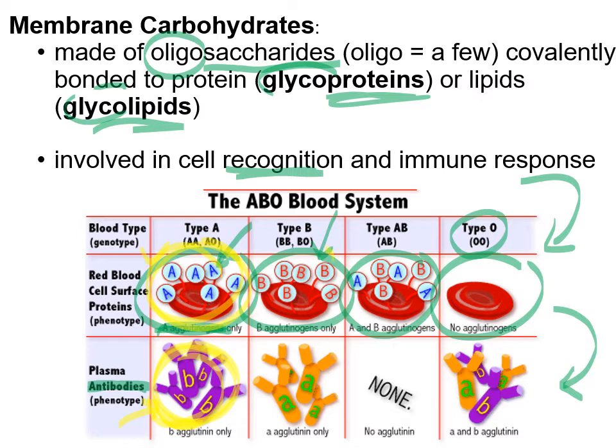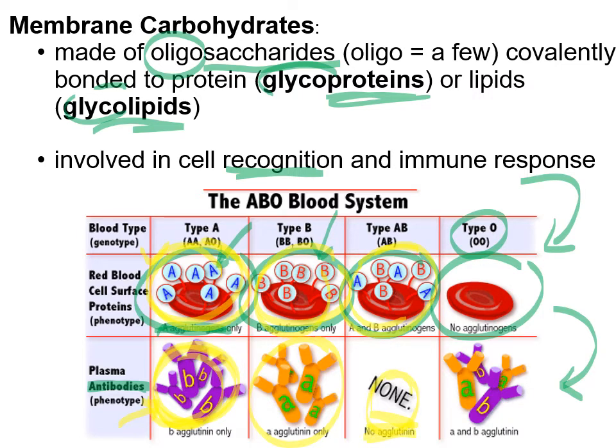And the opposite is true. If you're type B, you have type A antibodies, so you can't take type A blood if you're type B. If you're type AB, what that means is you don't have any antibodies. So you're the universal recipient of blood. You can take type A or type B blood because you don't actually have those antibodies that are looking for them.